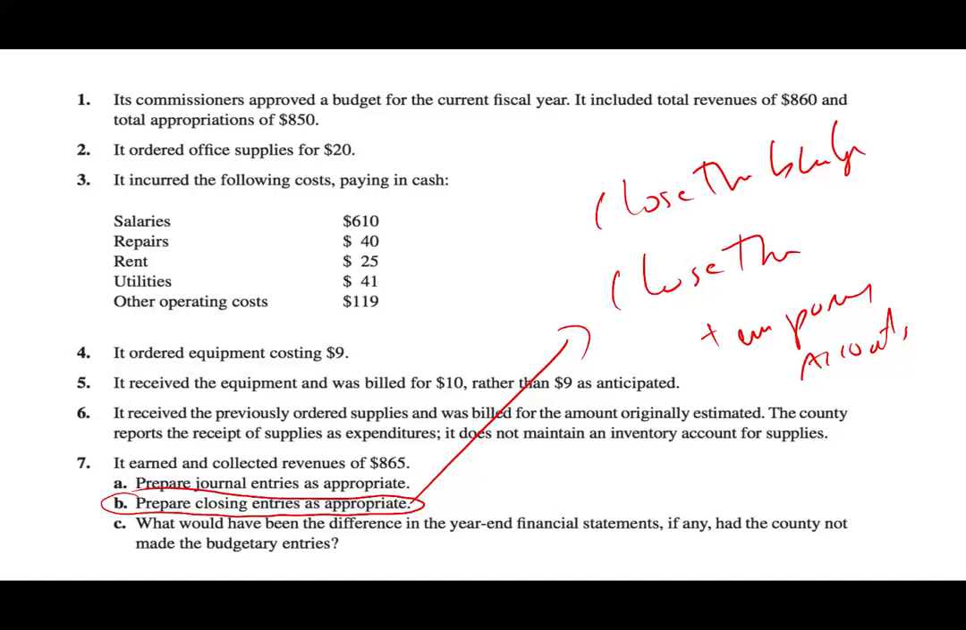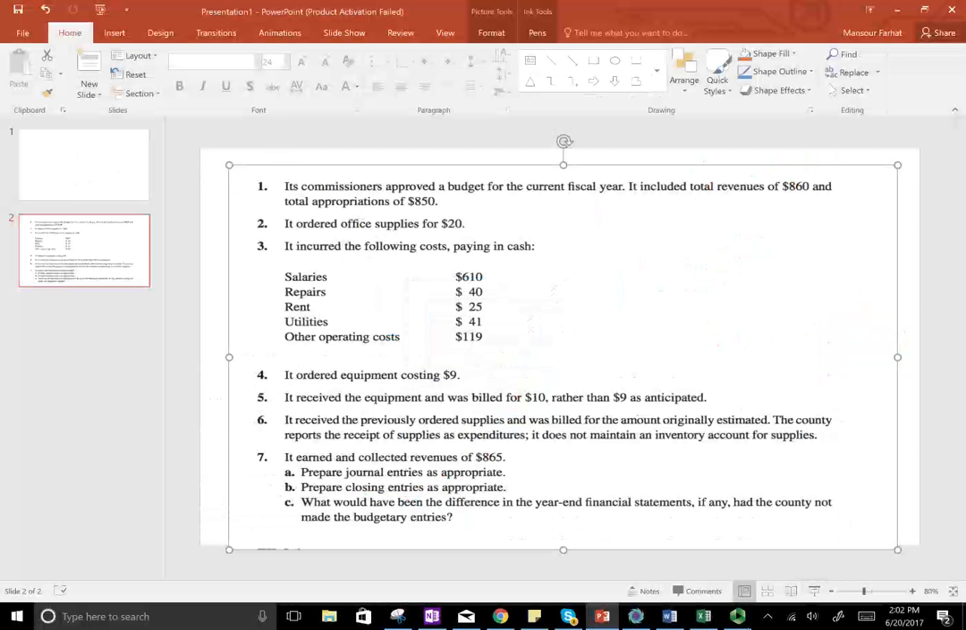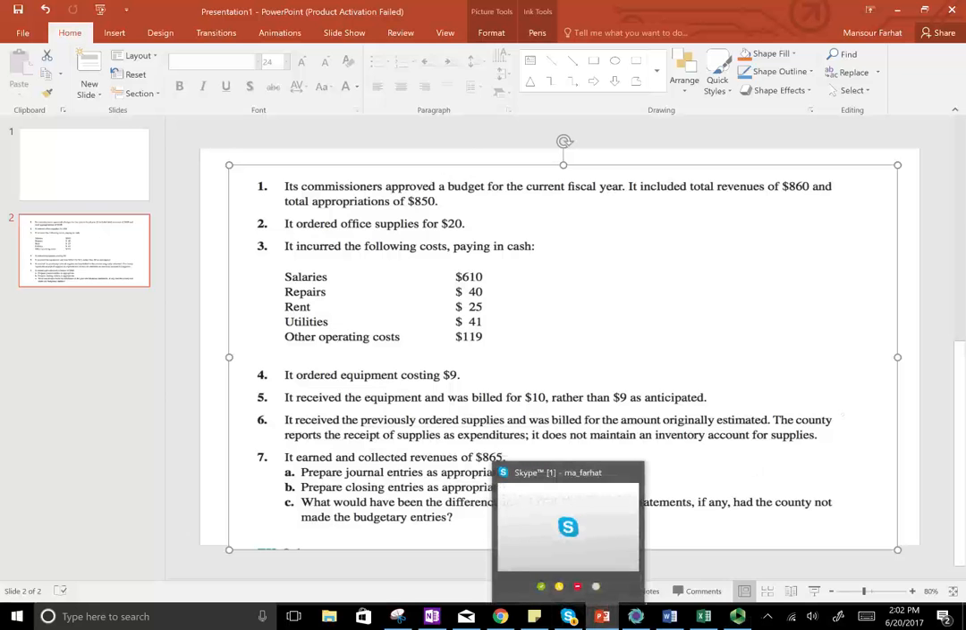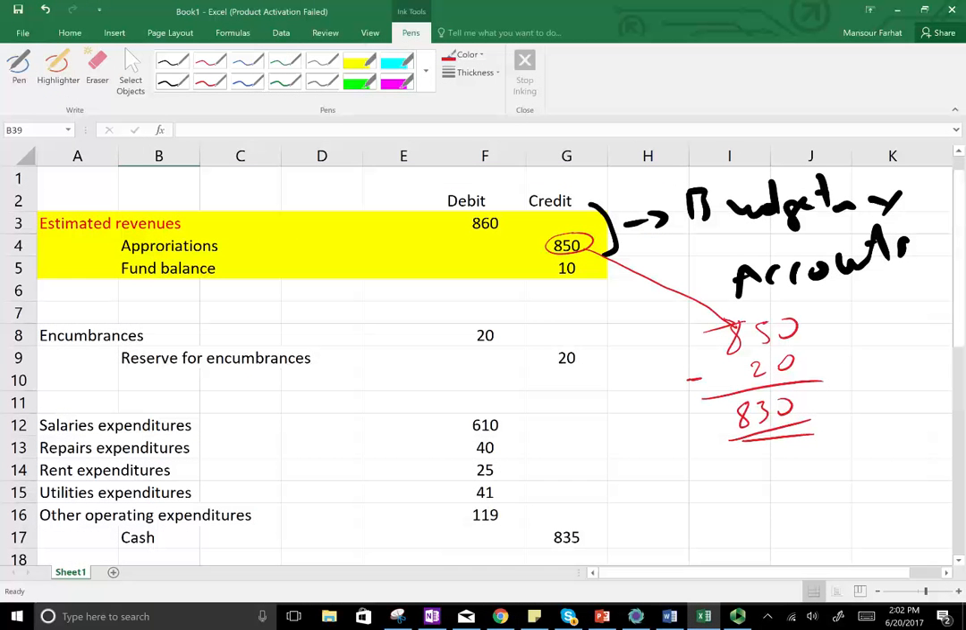But in this example, we don't have any because they were both closed. All the encumbrances were closed. Let's go back and look at what we have to do. First, we have to close the budget. So the budget, remember I highlighted in yellow right here. All I have to do now is do the opposite.